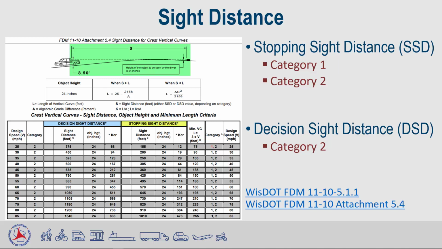Next, we have decision site distance. This is the length of roadway in advance of a driving decision point that a driver must detect and process changing roadway geometry or controls in order to safely complete the necessary maneuver. And then, depending on the type of roadway that is being evaluated, they either fall into Category 1 or Category 2. Category 2 is set aside for more complex design projects.